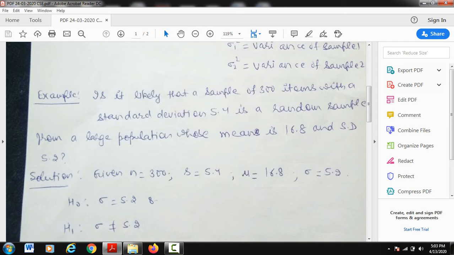So we have a sample whose size is 300. So 300 is greater than 30. So this sample is considered a large sample. So definitely we can apply the Z test. So let us see its application right now.